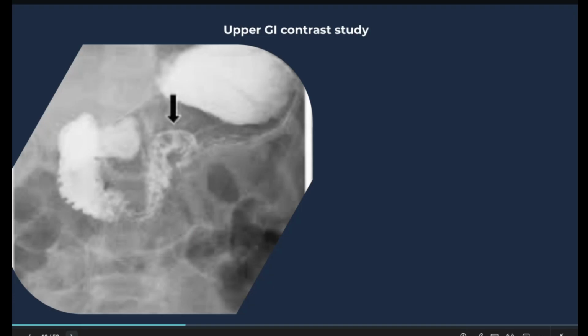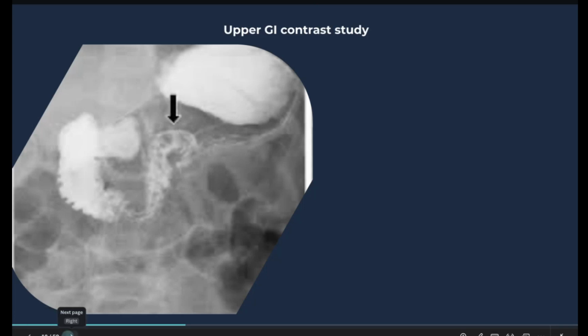So this is an upper GI contrast study. Do you guys think this image is normal or abnormal? Yeah, so Phoebe said abnormal. Good job. Yes, it is abnormal. Does anyone know how we would call this sign? I'll put it up here. Does anyone know what this is called? May I interrupt? Yes, please. I think the other image is not coming up.